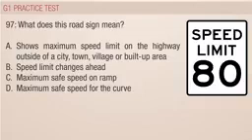Question 97. What does this road sign mean? A. Shows maximum speed limit on the highway outside of a city, town, village or built-up area. B. Speed limit changes ahead. C. Maximum safe speed on ramp. D. Maximum safe speed for the curve. Answer A. This is a maximum speed limit on the highway road sign.